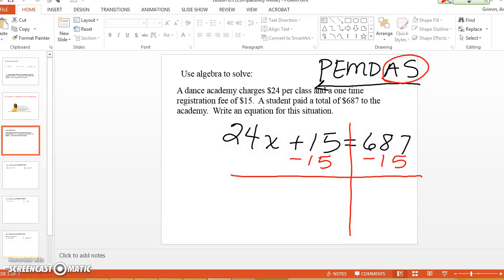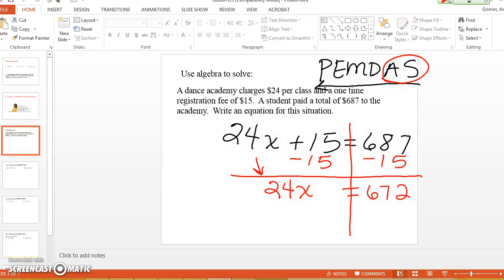Because we want to get out that one-time registration fee. That's what we would do anyway. We would take that out, and then we would say, okay, well, this is how much we paid on classes. All right, so on this side, we're going to have 24x. And then, let's see, this would be 672. So basically in life, it means I spent 672 on the classes.